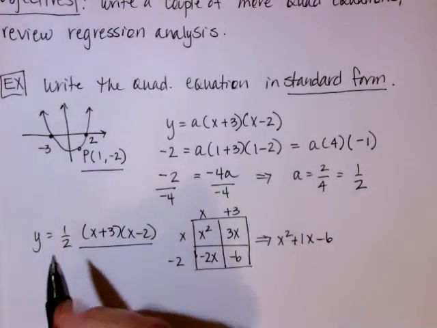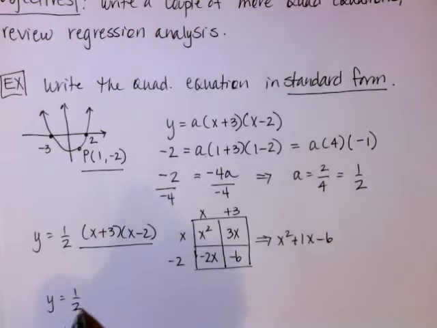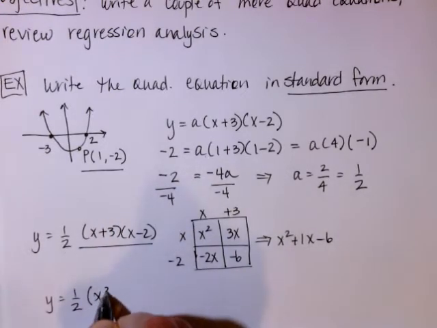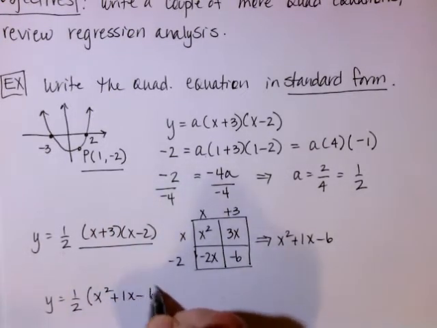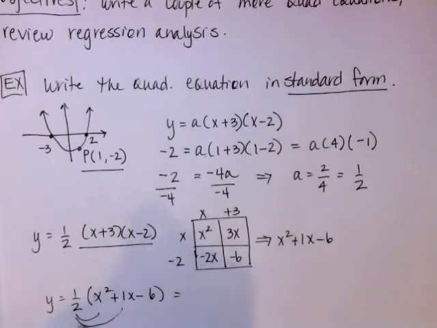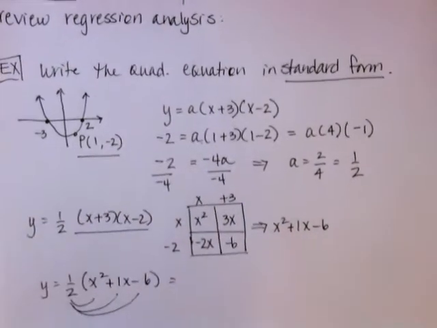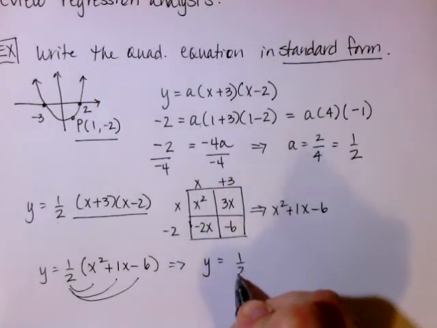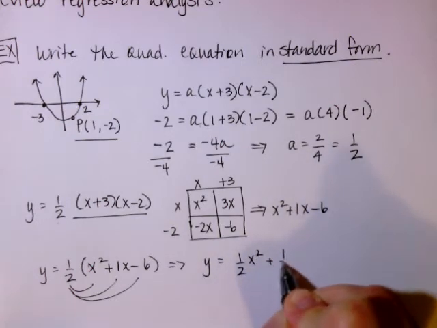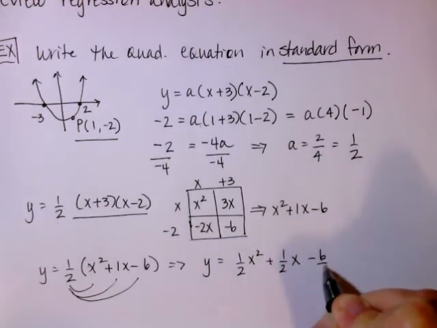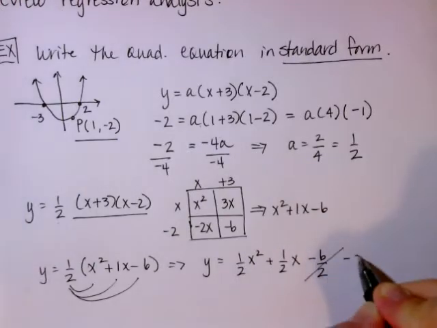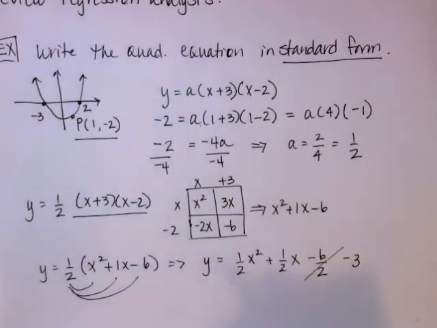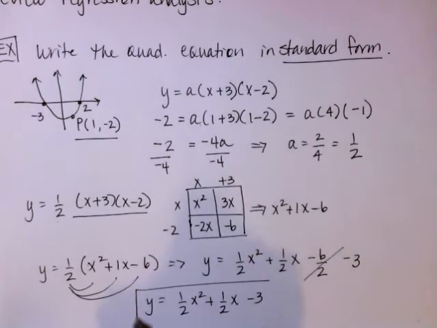Now I need to distribute the 1/2. So I'm going to rewrite my equation to make sure that I don't miss anything. So x squared plus 1x minus 6. And I'm going to distribute that half to every term on the inside. So when I do that, I get y is equal to 1/2 x squared plus 1/2 x minus 6 over 2, and that turns into a -3. So my answer, my official answer, is 1/2 x squared plus 1/2 x minus 3.